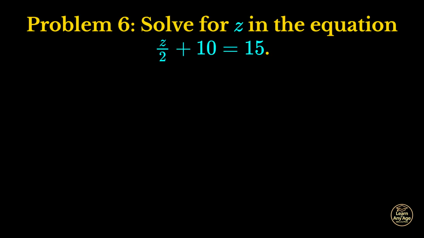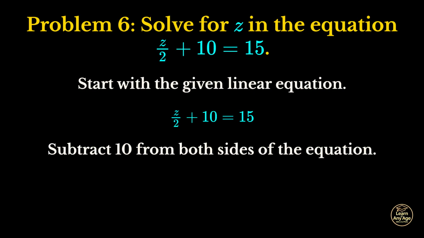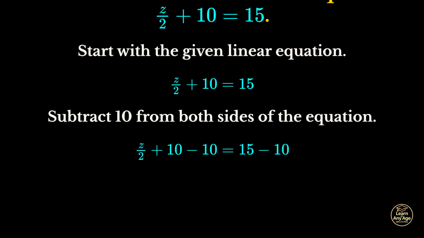Problem 6. Solve for z in the equation z over 2 plus 10 equals 15. Start with the given linear equation. z over 2 plus 10 equals 15. Subtract 10 from both sides of the equation. z over 2 plus 10 minus 10 equals 15 minus 10.